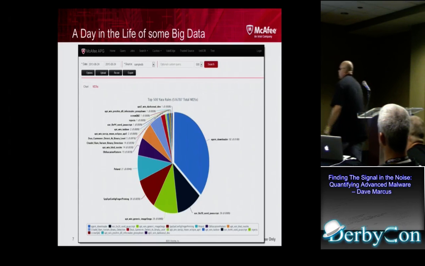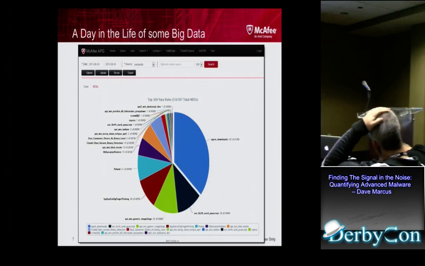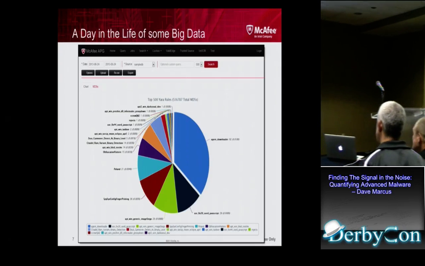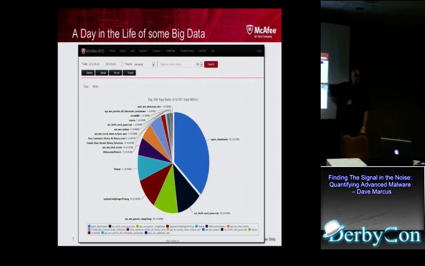So what you see here is one particular day of the week, 6/24, and on that day, 516,000 pieces of malware we actually imported from the labs, and we threw about 50 or so very specific Yara rules at it. This particular resulting dashboard is all about APT results. So agent downloader is indicative of who? Comment Crew.